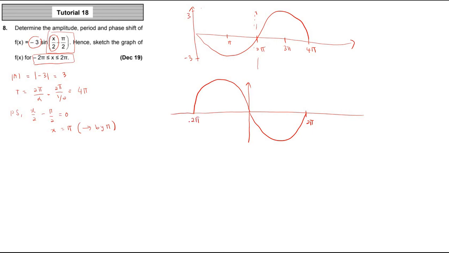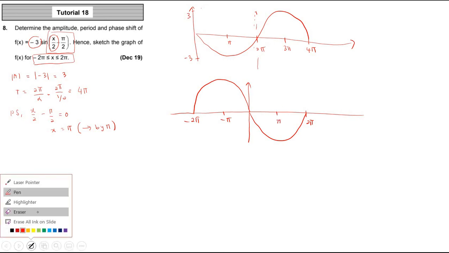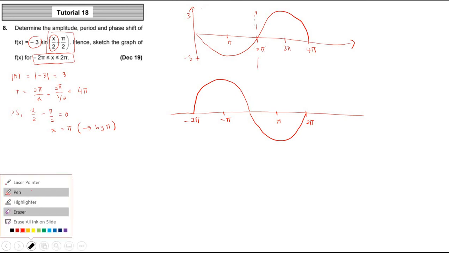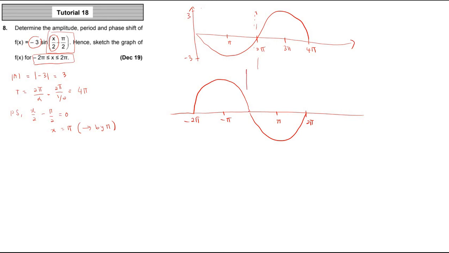So, negative 2 pi, negative pi, pi and 2 pi. Amplitude is still 3. Negative 3. Okay. So, this is from negative 2 pi until 2 pi. And lastly, we want to add the phase shift. This graph will move to the right by pi.